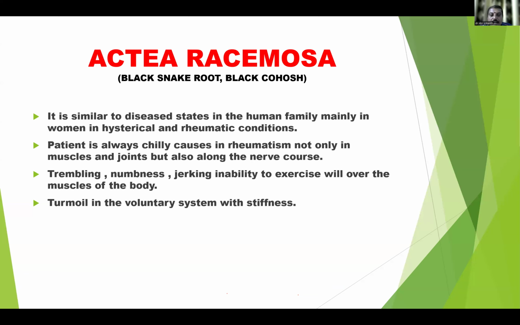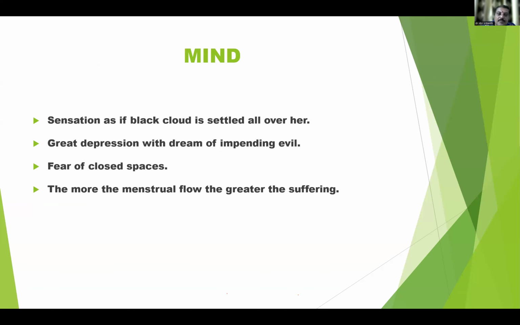Okay? And turmoil in the voluntary system with stiffness. A huge turmoil in the voluntary system, and there is a severe stiffness all over the body, not only in muscles and joints, but also in nerves. Sensation as if a black cloud is settled over her.